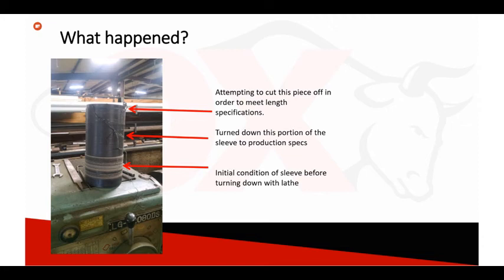Page 3. What happened? Attempting to cut this piece off in order to meet length specification. This was turned down to this portion of the sleeve for production spec. Initial condition of sleeve before turning down the lathe looked like this.